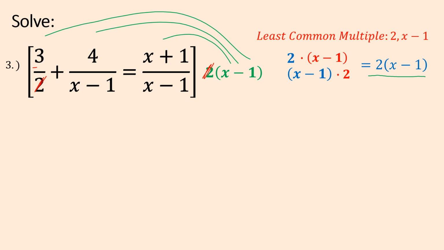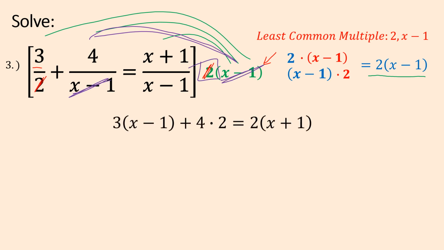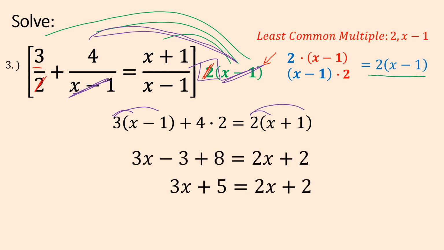So left over, we'd have the 3 times the x minus 1. Then we do this next one here. This time the x minus 1 would cancel. We have the 4 times the 2 left over, etc., etc. This gives us an equation without any fractions, and then we can distribute it out and solve it.